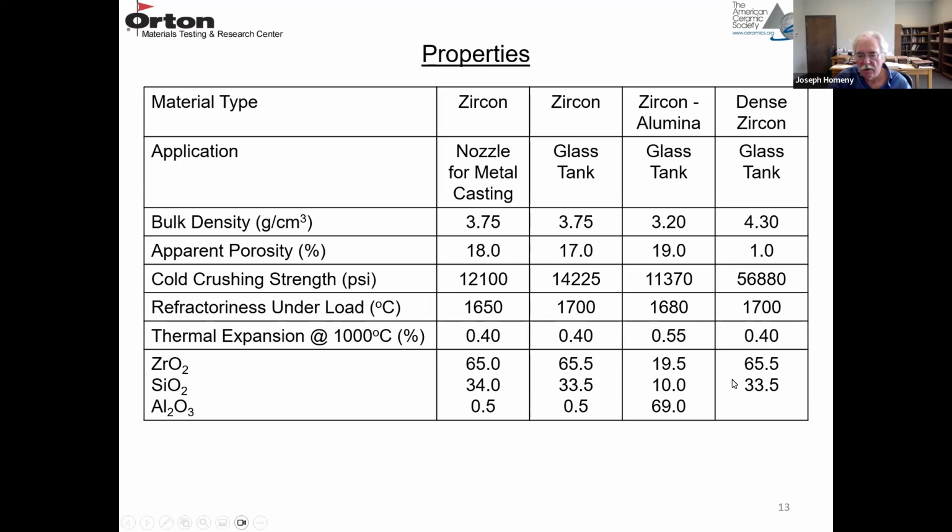So the first two and the third are zircon, about 65% ZrO2, 34% SiO2. And you can see this one has a significant amount of alumina added. So about 69% alumina. So the zirconia content is about 19% and the silica is about 10%. So those are some typical zircon refractories.